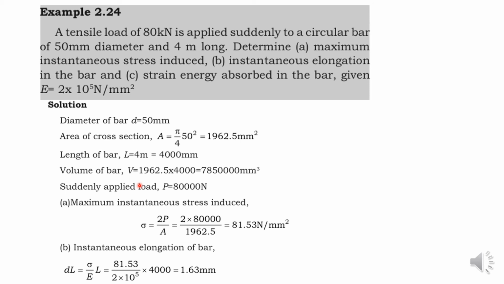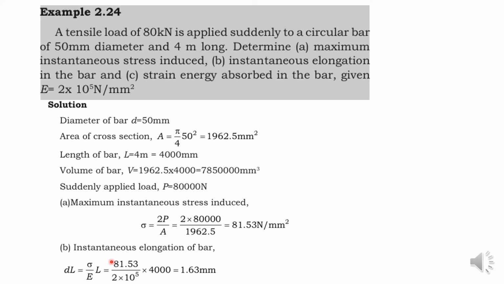Okay, so what is the value of maximum instantaneous stress produced? It will be produced when the load is applied suddenly. That means the maximum instantaneous stress will occur when the load is applied suddenly, which is 2 times more than that of a load which is applied gradually. So the maximum instantaneous stress produced is sigma equal to 2P divided by A, that's equal to 2 into P divided by A. So you will obtain sigma as 81.53 Newton per mm square.